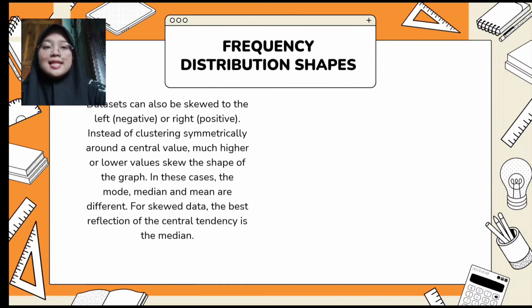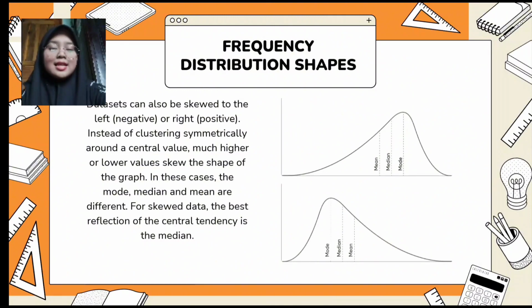Furthermore, datasets can also be skewed to the left or negative, right or positive, instead of clustering symmetrically around a central value. Much higher or lower values skew the shape of the graph. In these cases, the mode, median, and mean are different. For skewed data, the best reflection of the central tendency is the mean. This is the picture.